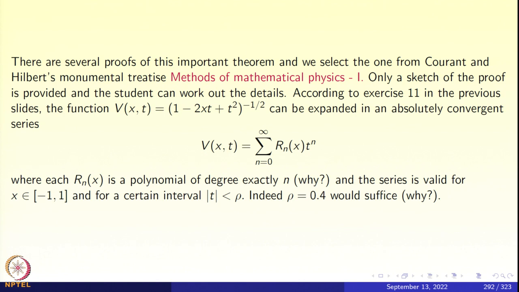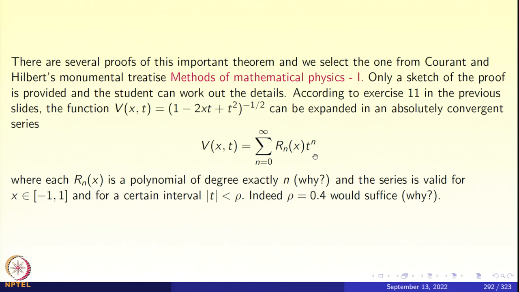Exercise 11 in the previous slide tells you that if you take this function 1 minus 2xt plus t squared, so it is 1 plus something, t squared minus 2xt, that something is small in absolute value. So I can apply the binomial series. (1 plus z) to the power a can be written as a binomial series. When you write this as a binomial series, that series will converge absolutely when the modulus of t squared minus 2xt is less than 1. So the series converges absolutely.